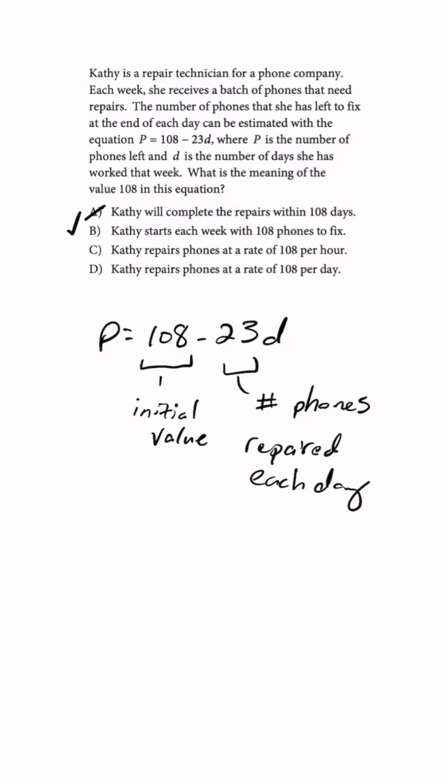Letter C says Kathy repairs phones at a rate of 108 per hour. That's not true because we know that she repairs 23 per day. So we're going to mark out C. And then D says Kathy repairs phones at a rate of 108 per day. And that's also not true because, like we just said, she repairs 23 per day. And 108 is our initial value. So we're going to mark out letter D, and letter B will be our answer.